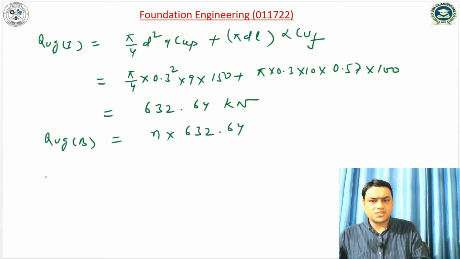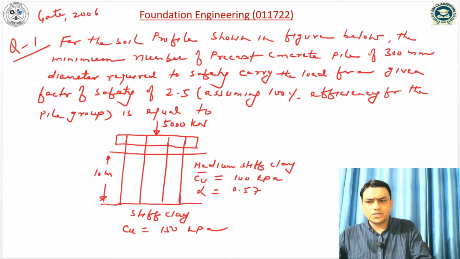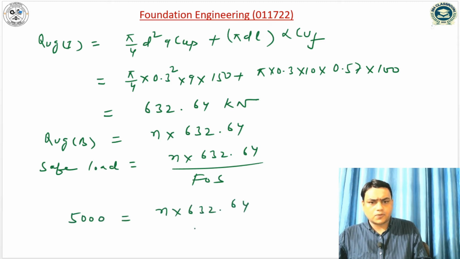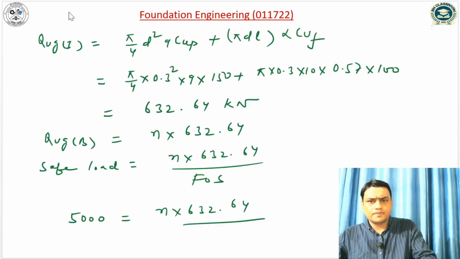So Q_UG block can be written as N into 632.64, and the safe load is given. So safe load is equal to N into 632.64 divided by the factor of safety, and the safe load is given as 5000 kilonewton. So 5000 is equal to N into 632.64 divided by the factor of safety, which is 2.5.